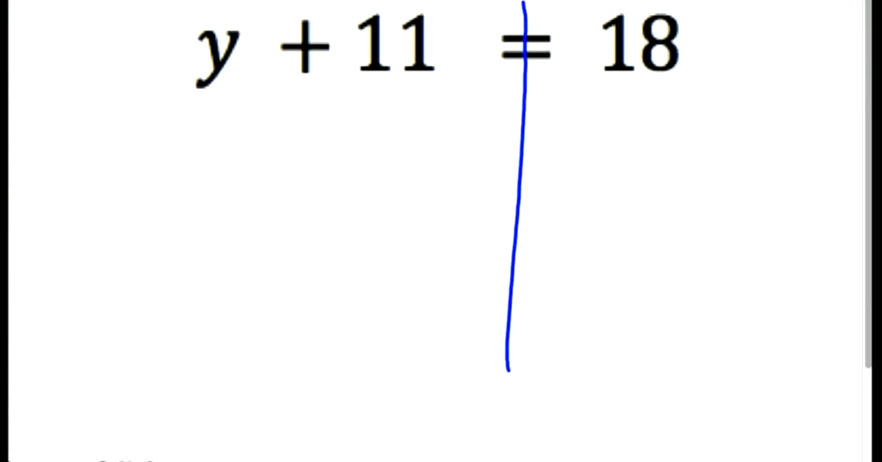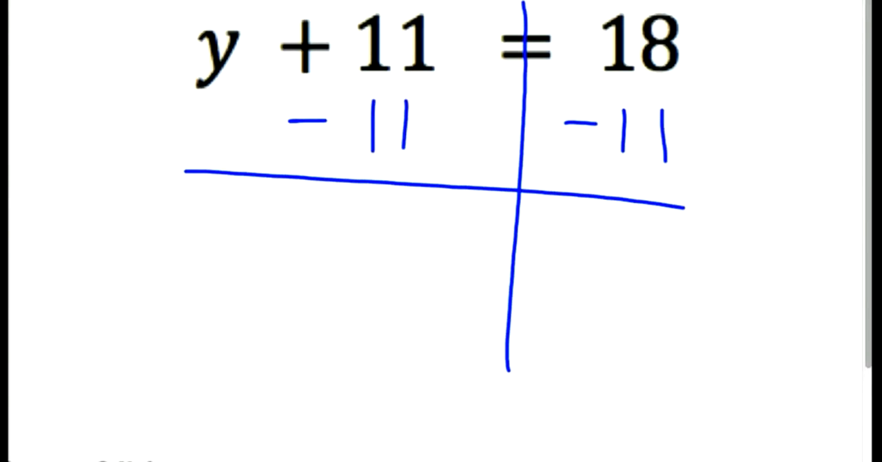Number 3, y plus 11 equals 18. My opposite, or my inverse operation, is going to be negative because I have a plus sign. So I'm going to subtract 11 from both sides. When I subtract 11 from both sides, the 11s on the left cancel to leave me y. And 18 minus 11 is 7.